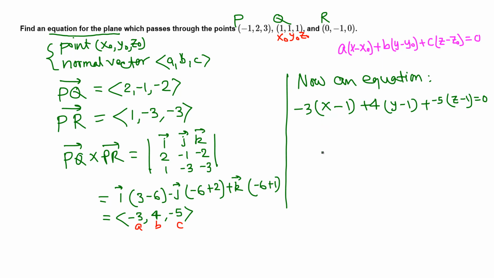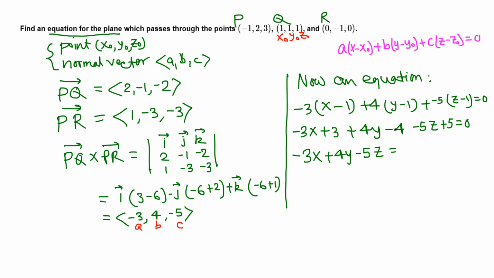Now we can change this into general form, which is not necessary, but let me do it anyway. Negative 3x plus 3, plus 4y minus 4, minus 5z plus 5 equals 0. Negative 3x plus 4y minus 5z equals, okay, look at the numbers: 3 minus 4 is negative 1, negative 1 plus 5 is positive 4, move over, negative 4. And we can multiply by negative 1 as well. Okay, that's why this is an equation, final.